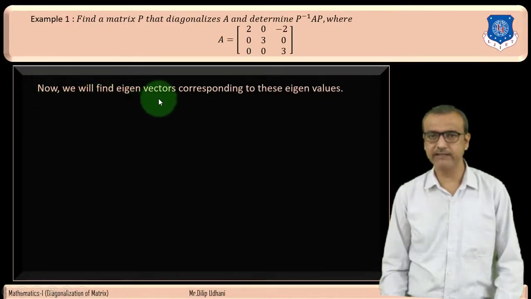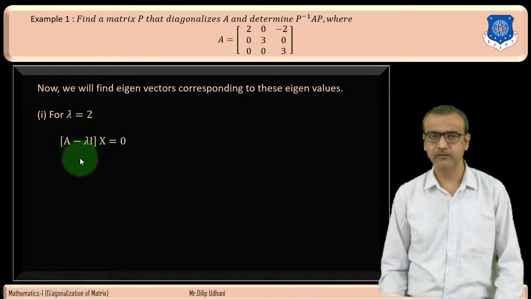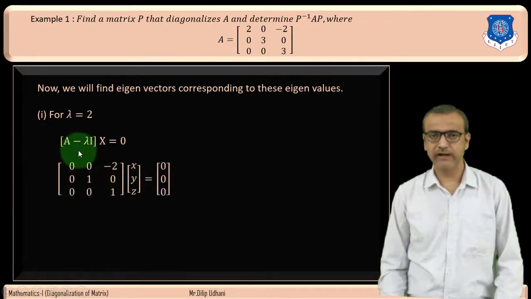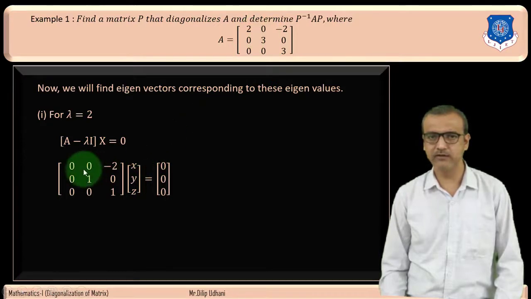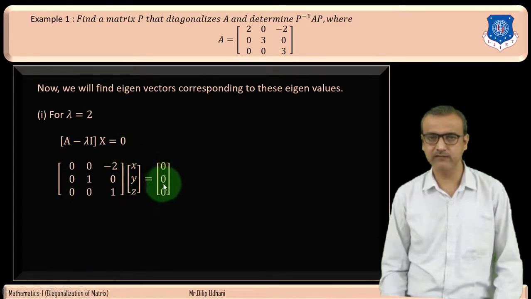Now we will find eigenvectors corresponding to these eigenvalues. First of all, we will find an eigenvector for lambda equals 2. So first we will consider the equation (A minus lambda I) X equals 0. To find the matrix A minus lambda I, we will subtract the value of lambda equals 2 from the principal diagonal elements. So 2 minus 2 is 0, then 3 minus 2 is 1, and then 3 minus 2 is 1. So this is the matrix A minus lambda I, and this capital X is a column vector made of the variables x, y, z, and that equals the zero matrix, 0, 0, 0.